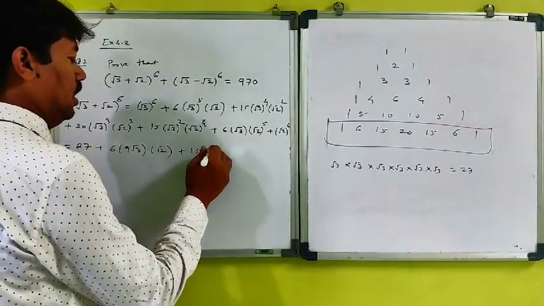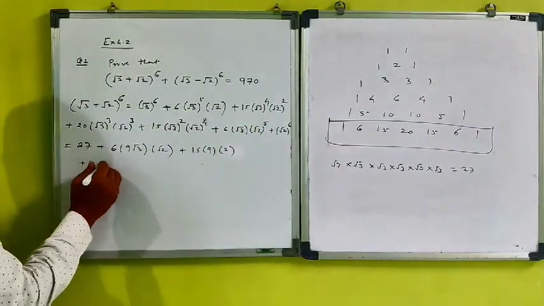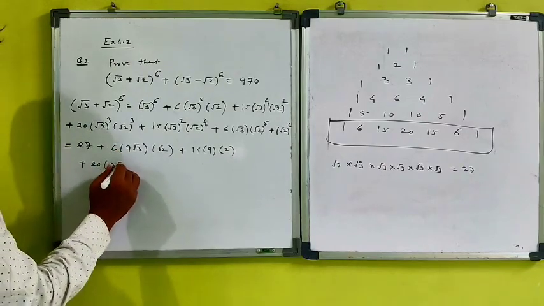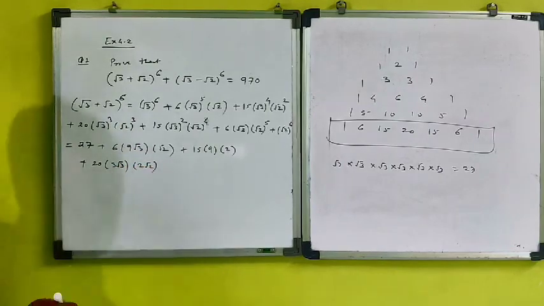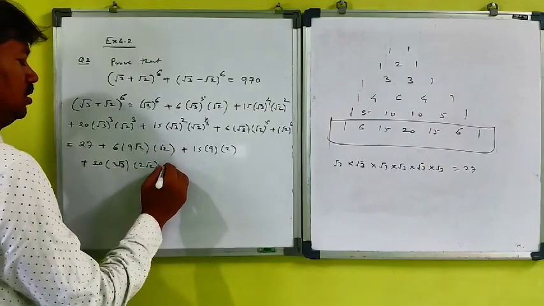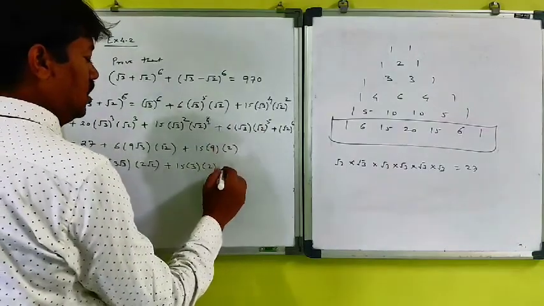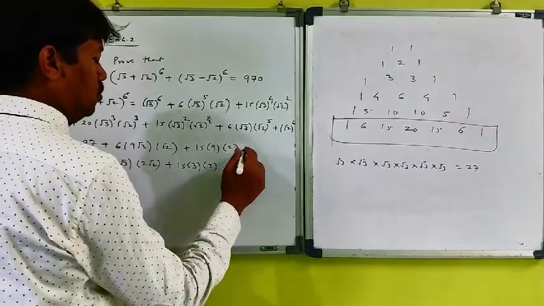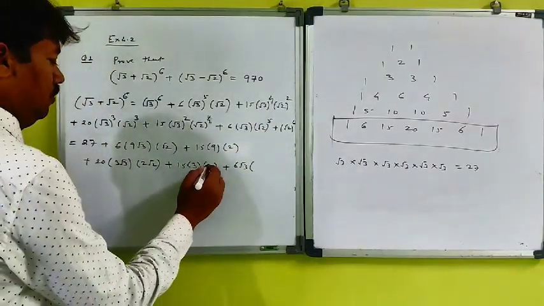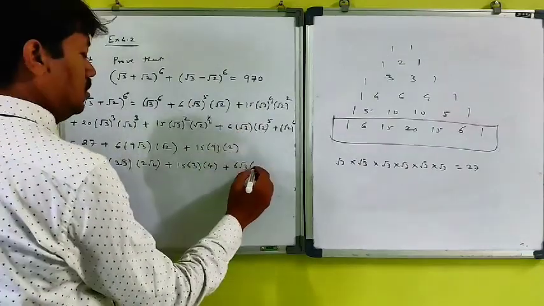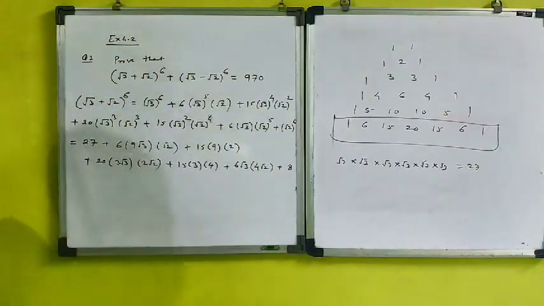It is 15 into 9 and root 2 square, that is 2. After that, it is 20 root 3 cube, which is 3 root 3, and that is 2 root 2. Here it is 15 into 3 and that is 2. It is 6 root 3 into root 2, sorry, it will be 4. And next will be what? 4 root 2. And the last is 8. So this is the expression. Now we calculate the values.